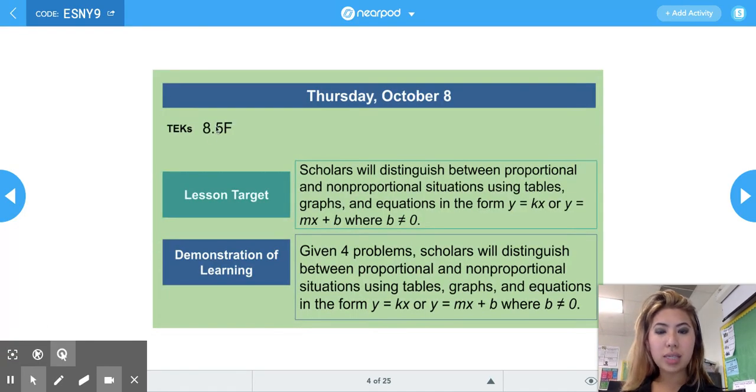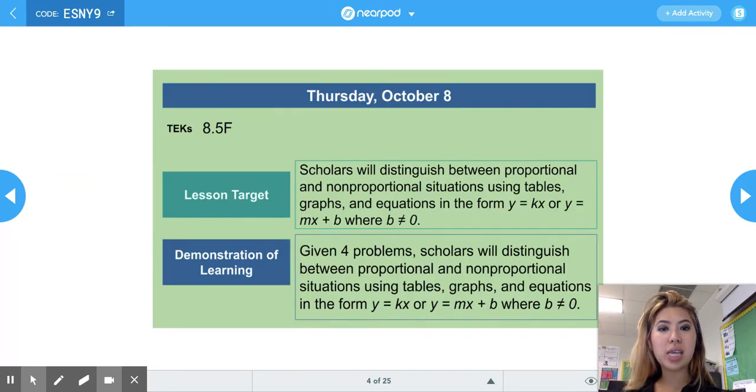Our TEK for today is 8.5F. Our lesson target is that scholars will distinguish between proportional and non-proportional situations using tables, graphs, and equations in the form of y is equal to k times x or y is equal to mx plus b. Then our DOL is given 4 problems, scholars will distinguish between proportional and non-proportional situations, and it should say with 100% accuracy.